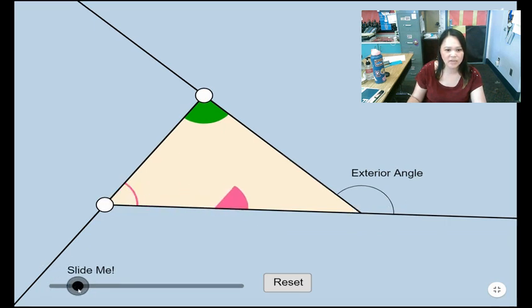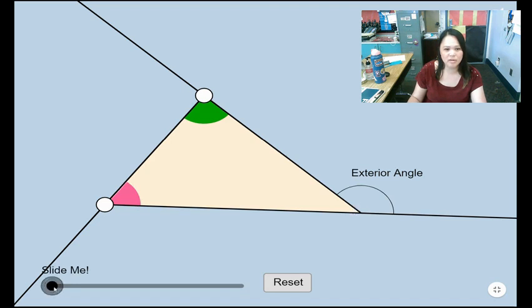I'm just going to slide it over, and you can see that that angle, I'm going to rotate this angle over, and I'm going to slide it down, and you can see that the two angles equal the exterior angle of the outside. So let's try that again.